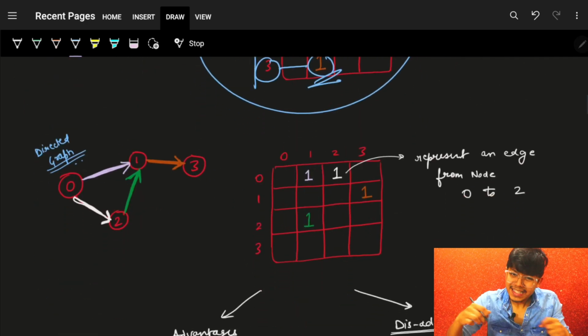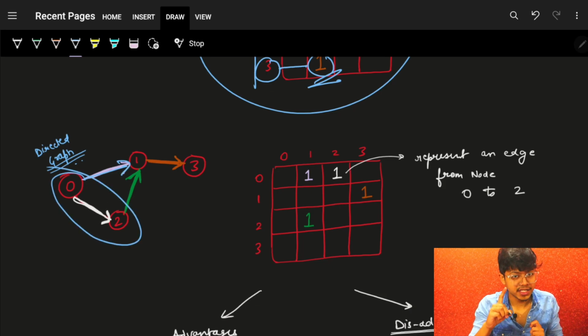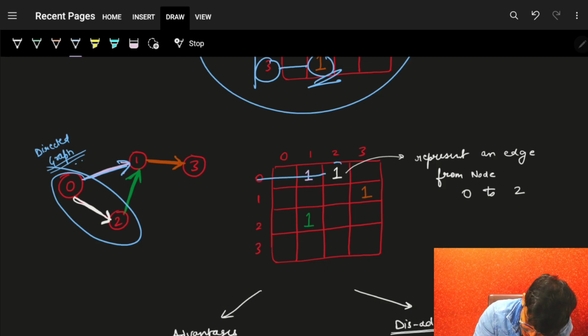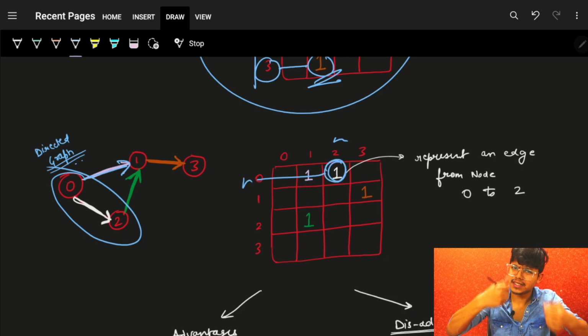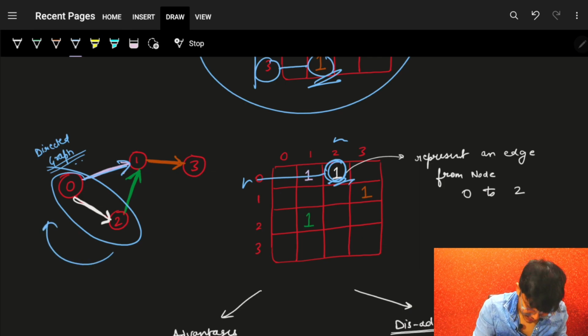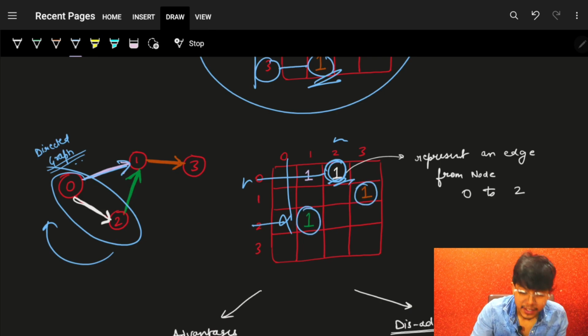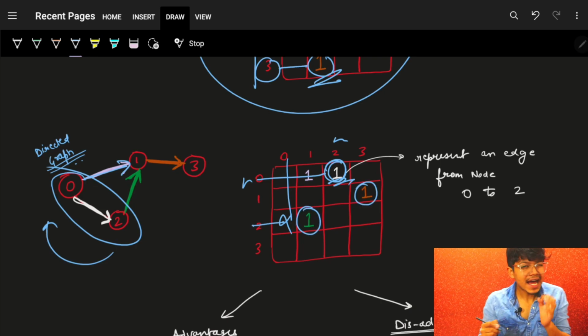In the case of a directed graph, which means you only have the edge in one direction, as you can see, from 0 to 2 I have an edge, while from 2 to 0 I don't have an edge. So from 0 to 2 I have an edge, and I marked a 1. From node to node I have an edge, which means in the matrix I have that particular edge, so I just marked a 1. While 2 to 0 is not there, because it's just a directed edge, so from 2 to 0 I have nothing. And as you can see, I just marked a 1.